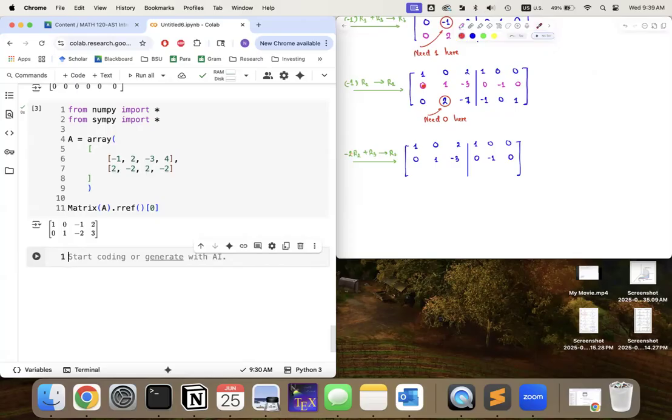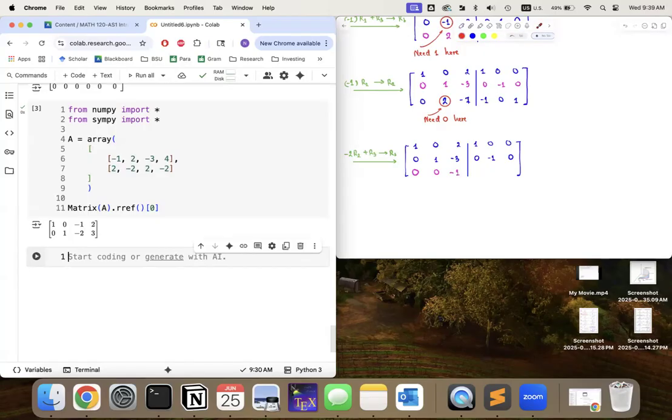-2 times 0 is 0, add with 0 is still 0. Then -2 times 1 is -2, add with 2 becomes 0. Then you have -2 times -3 is +6, plus -7 is -1.